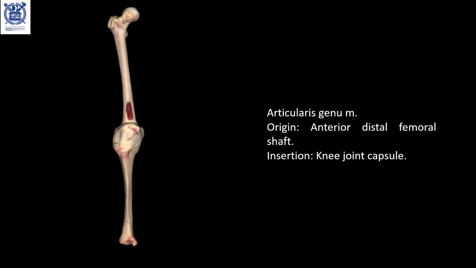Finally, articularis genu muscle. Origin: anterior distal femoral shaft. Insertion: knee joint capsules.